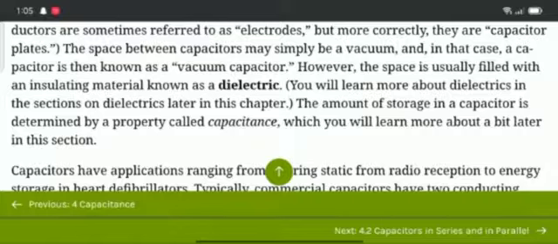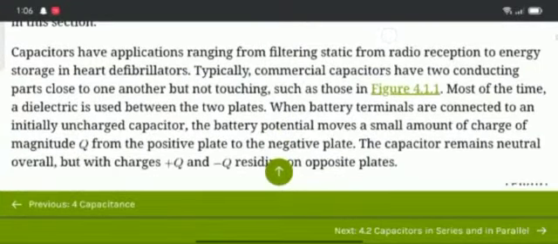The amount of storage in a capacitor is determined by a property called capacitance, which you will learn more about a bit later in this section. Capacitors have applications ranging from filtering static from radio reception to energy storage in heart defibrillators. Typically, commercial capacitors have two conducting parts close to one another but not touching, such as those in Figure 4.1.1.